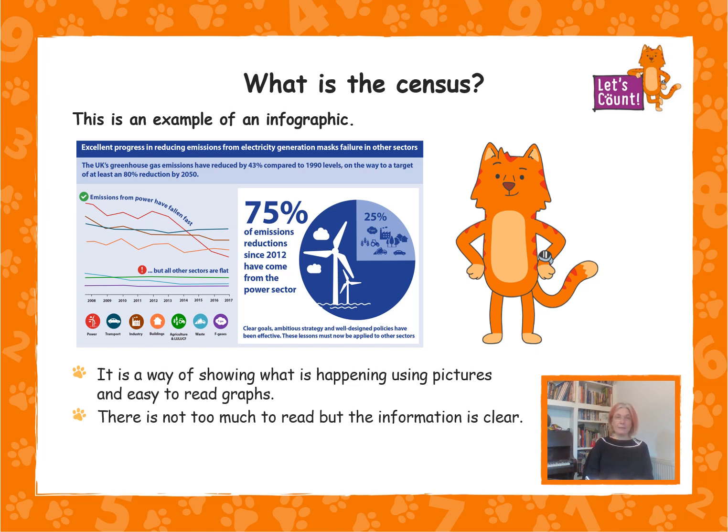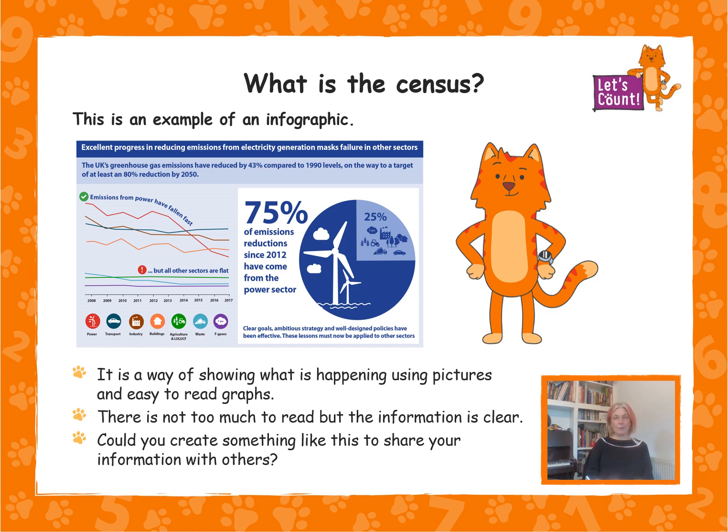So the idea is to use pictures and easy to read information to get your point across. The key messages should be instantly visible without having to read too much. Could you create something like this using census data to get your message across clearly to others? Perhaps you could create an infographic to share what you think needs to happen and how the population is changing in this area or in your own area.